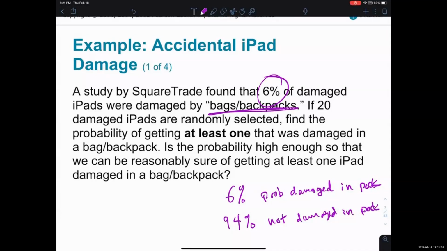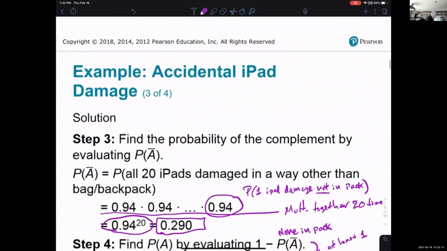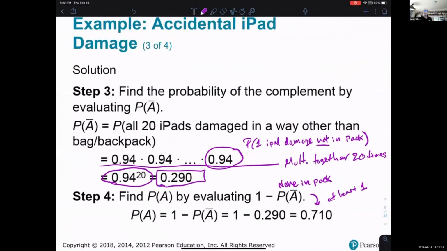Yes, thank you. So to say that all 20 were not damaged in a pack, we have to look at each one having its own 94% chance of not being damaged that way, and then combine those together to get all 20 were not. Does that make sense? Are you satisfied with that? Yeah, thank you. Other questions to help provide clarity or explain things better? If anyone's willing to ask a question, I can try to elaborate.